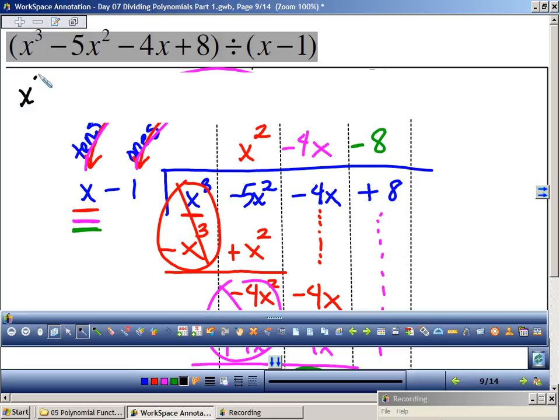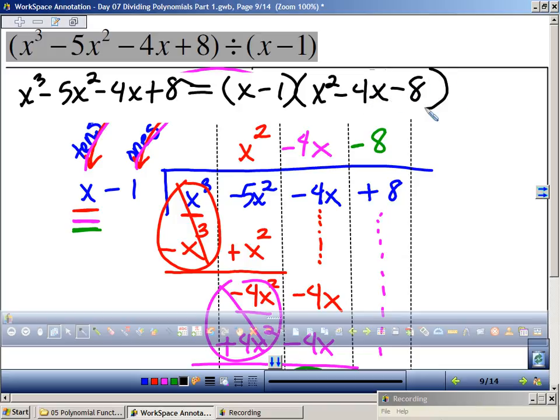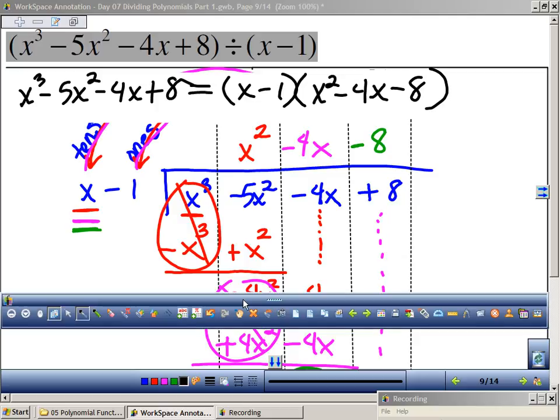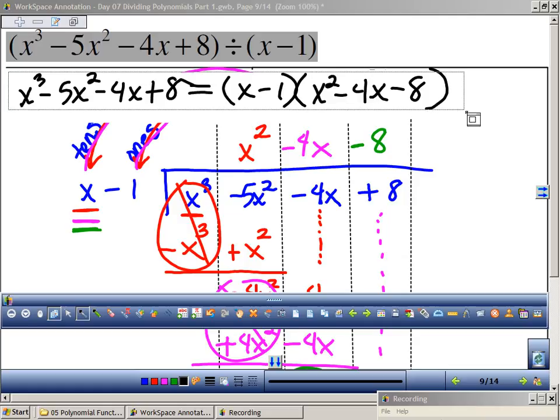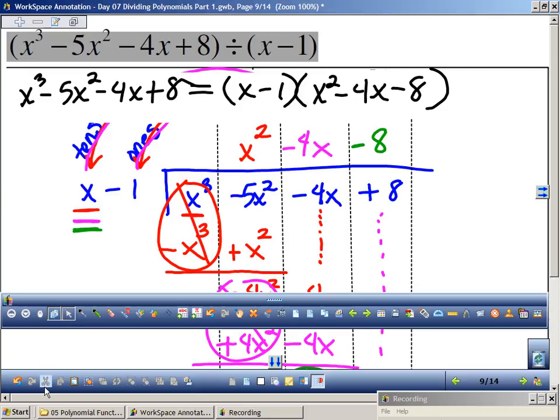So x cubed minus 5x squared minus 4x plus 8 is equal to x minus 1 times x squared minus 4x minus 8. These two are the same. Now I could check my answer by multiplying. Good job. Let's do it.